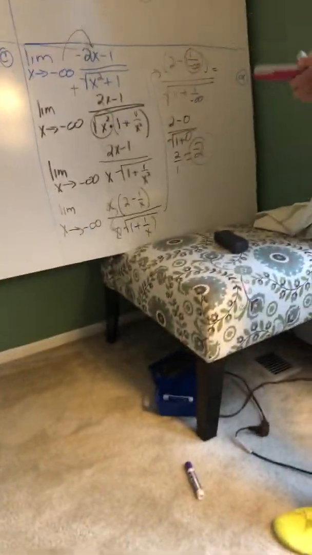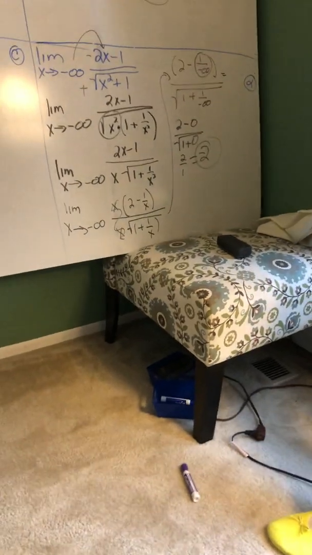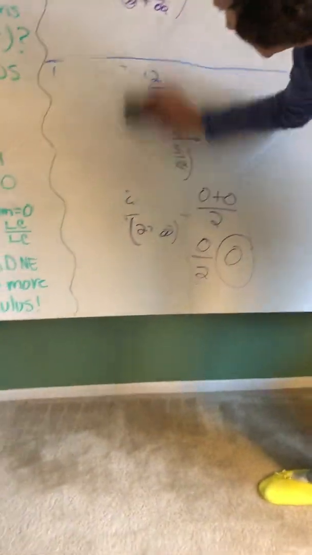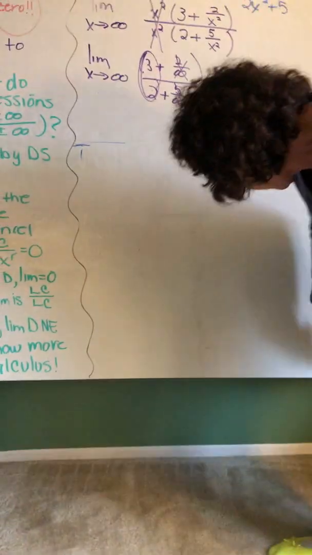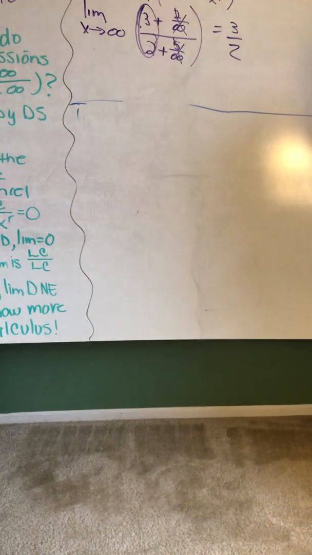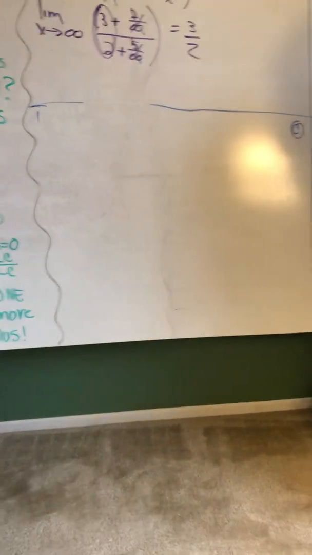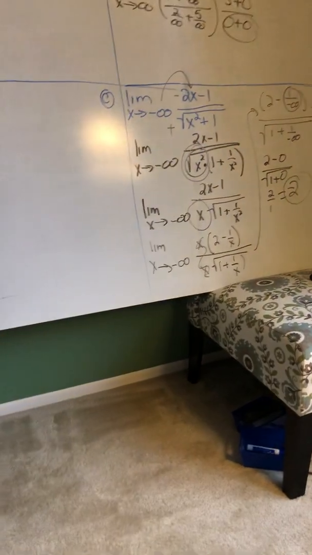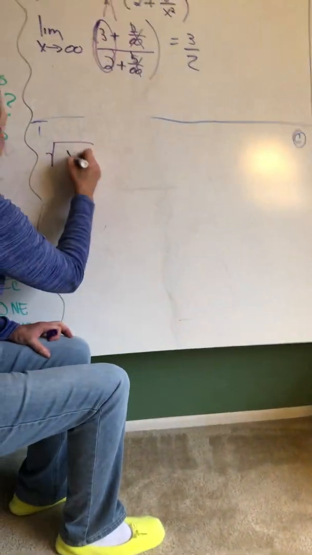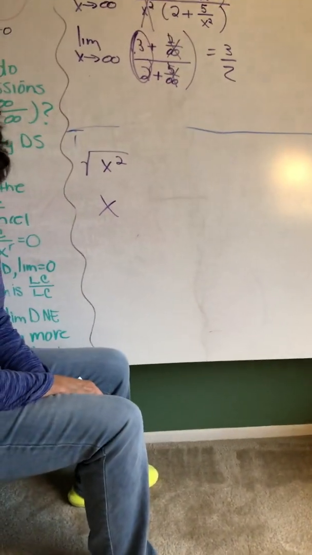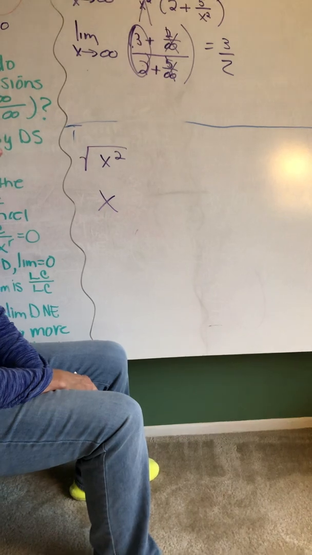So this is important in calculus. Where did we go wrong? What happened? I'm going to come over to the left and erase this. Here's where we went wrong, people. We went wrong right here. We said that the square root of x squared is x. That's not true.